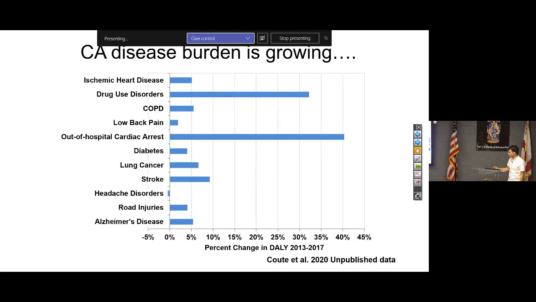And this is a paper we just submitted to Resuscitation that's currently under review, looking at the burden of disease over time. Actually, out-of-hospital arrest, if you look at the CARES database over the past 5 years, is the largest growth in death and disability. The next is drug overdose. Certainly COVID will be added into this and may change things.